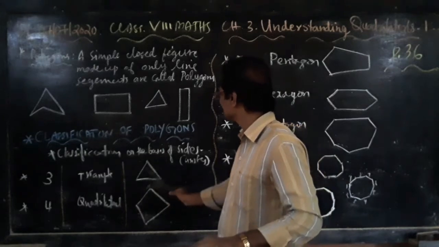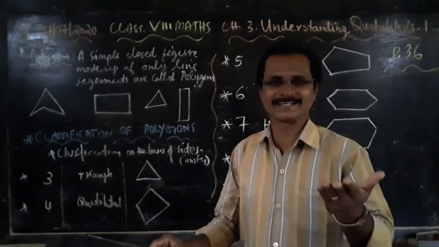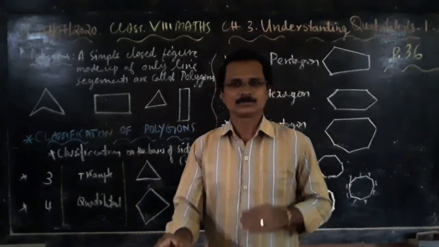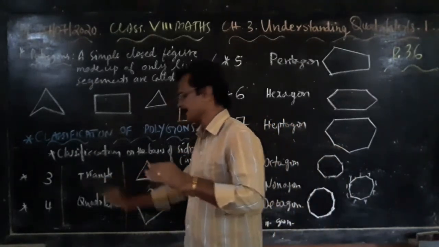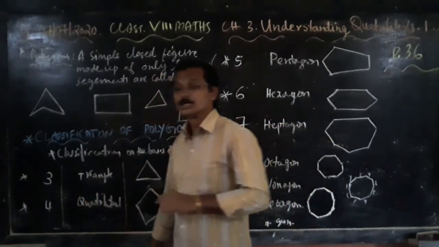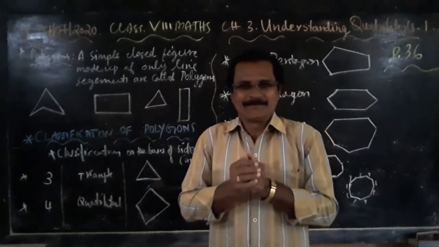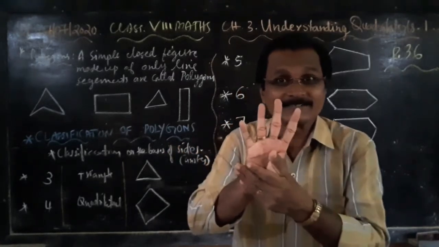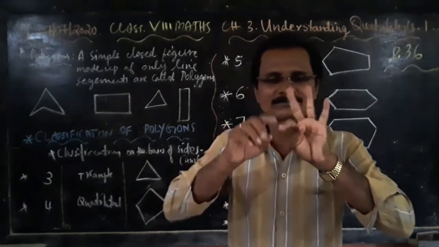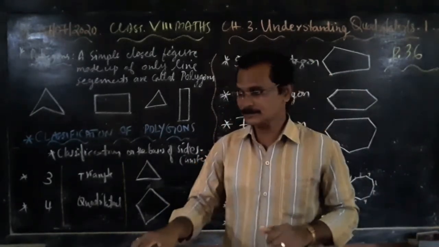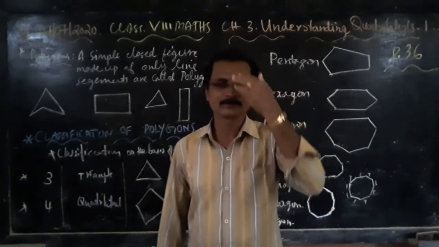Look at 1, 2, 3 sides there. Yes, we all know a triangle has 3 sides. So triangle is a polygon and it has 3 sides. So if 3 sides, that's a triangle. Now what will happen with 4 sides? 4 sides is called a quadrilateral. A polygon with 4 sides. 1, 2, 3, 4. A polygon with 4 sides is called a quadrilateral.